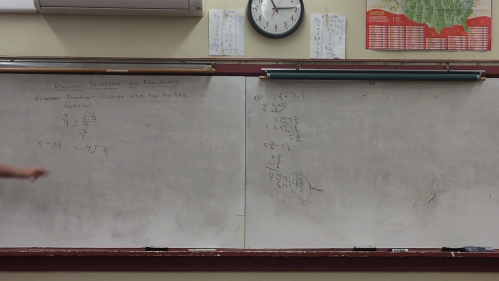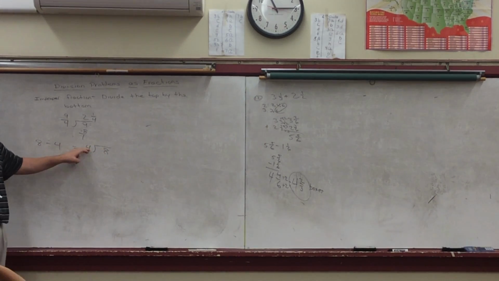Okay? Some people read them incorrectly, and I try to correct you with this, but when you read this problem, it is 8 divided by 4, not 4 divided by 8. Okay? So 8 divided by 4 looks like 8 divided by 4.